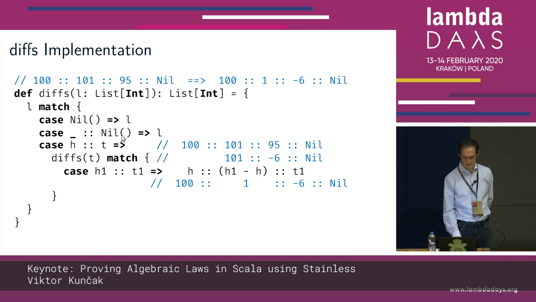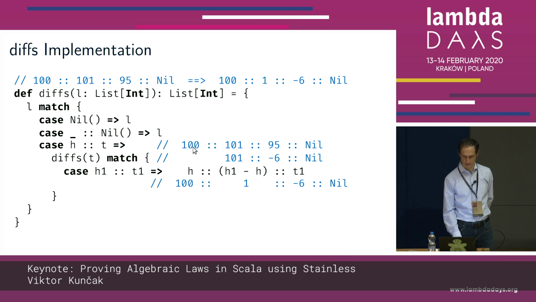And then if we have some initial element, for example, 100, and the rest of the list that we'll denote by t, then we are going to recursively compute the differences in this list. And this is going to result in something like 101, and then the differences. And so that 101 is going to be h1. And so then we are going to put back the initial element h, and we are going to compute the difference between h1 and h.